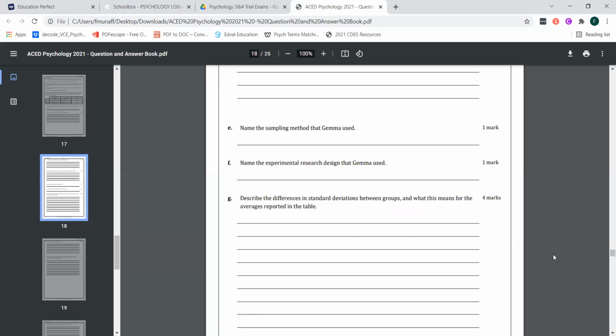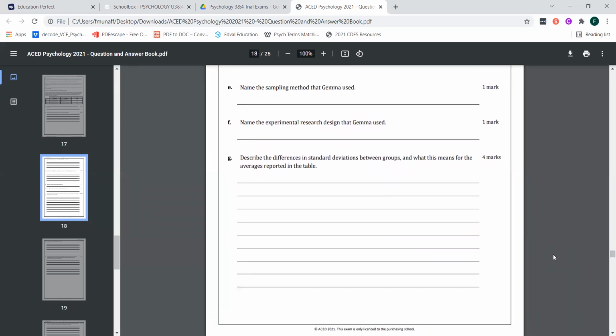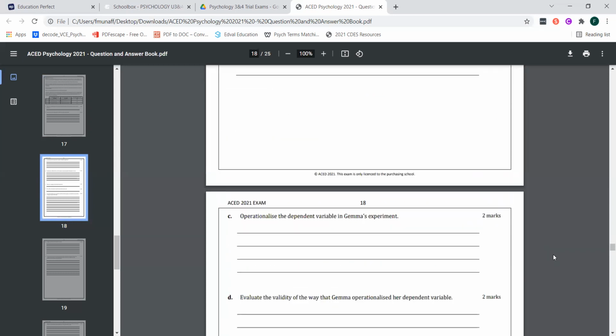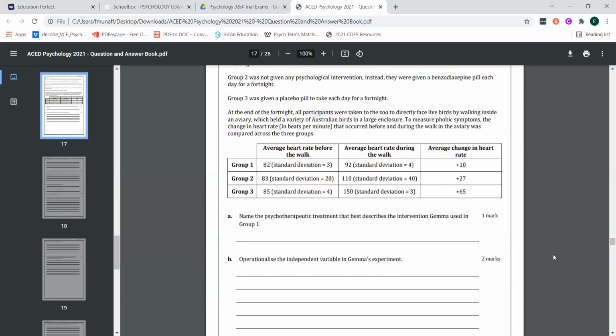Okay, this is probably the hard question, talking about the differences in standard deviations between the groups and what this means for the averages reported in the table. It's a good idea to go back to your chapter 1 PowerPoint that we did and look at that basic idea of what a standard deviation is. When we were doing that, remember I told you guys that with the standard deviation, the smaller that the number is, the better it is in general, okay? The smaller the standard deviation is, the smaller is the variability or the range in terms of the results.